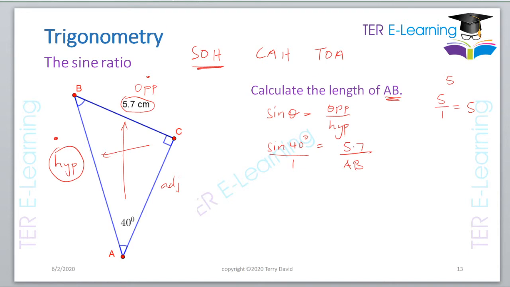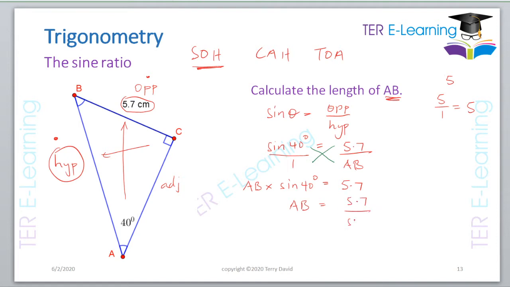Now we're going to cross multiply. We're going to say this by this is equal to this by this, right? Since I want to find AB, I need to have AB on the left-hand side. So I'm going to write it as AB multiplied by sine 40 degrees. For those of you who've never done this before, this is how we write the statement. We put AB first, and then sine 40 is equal to 5.7. So now we're going to work out AB.